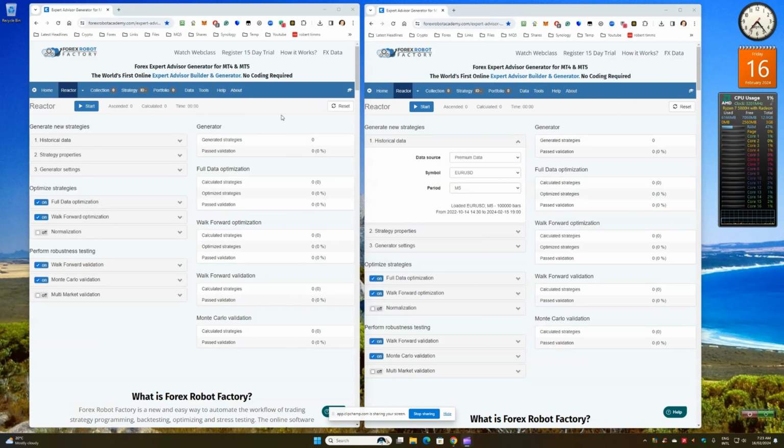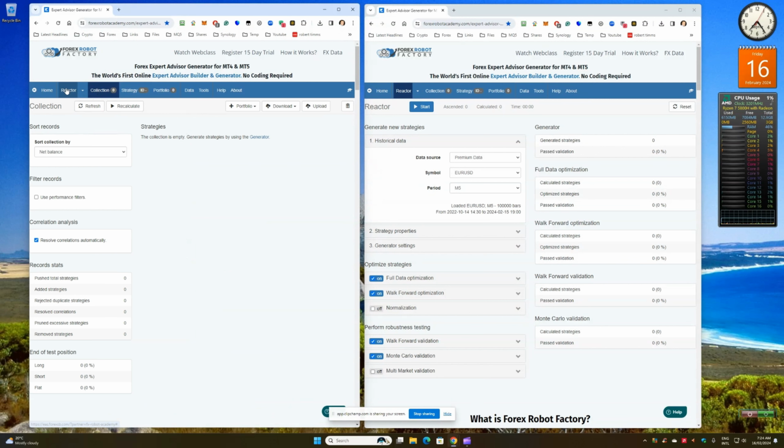It's Friday morning, and today I'm setting up my project for the weekend, which is generating as many expert advisors as I can using the Forex Robot Factory. Forex Robot Factory, if you haven't heard of it before, is an online tool which combines a whole bunch of different indicators to put together a collection of expert advisors, which will be saved under this collection section here on my screen. I'm using the reactor to generate the expert advisors.